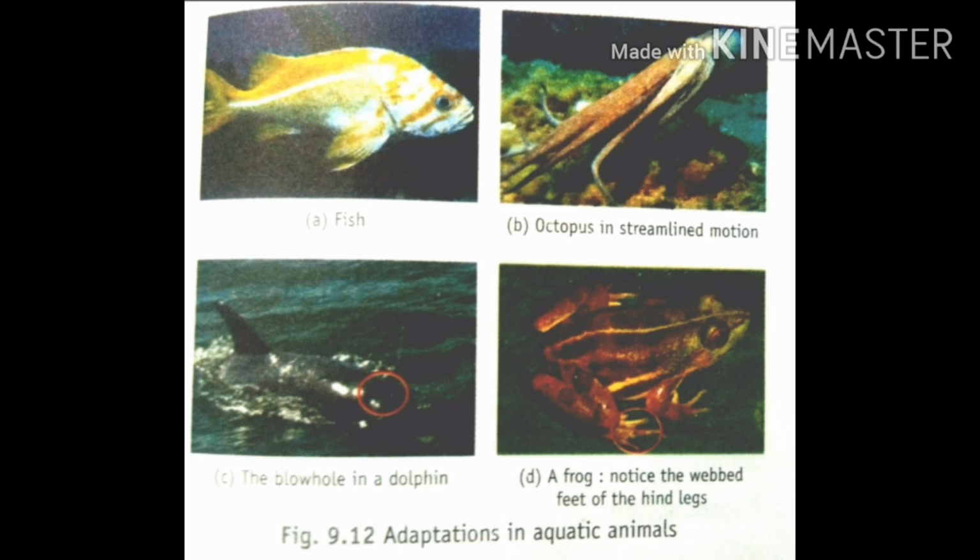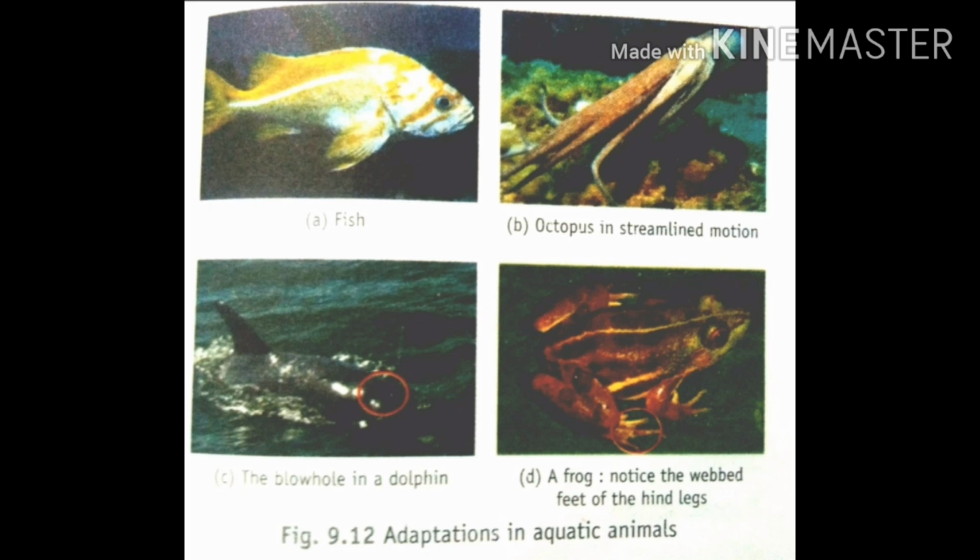They have flat fins and tails that help them to move or change their direction and keep their body balanced in water. They have an air bladder that helps them to float in water.